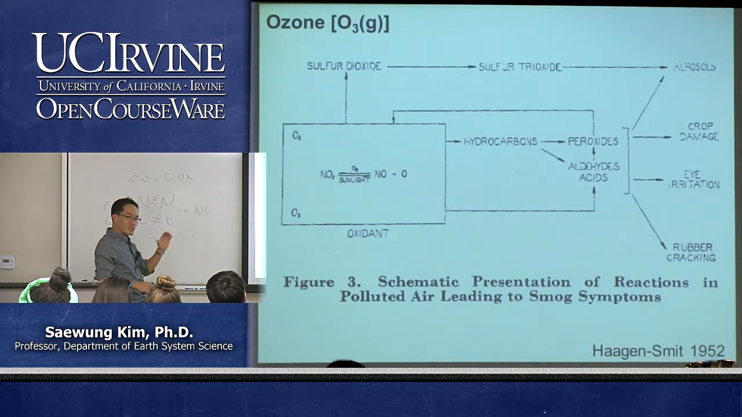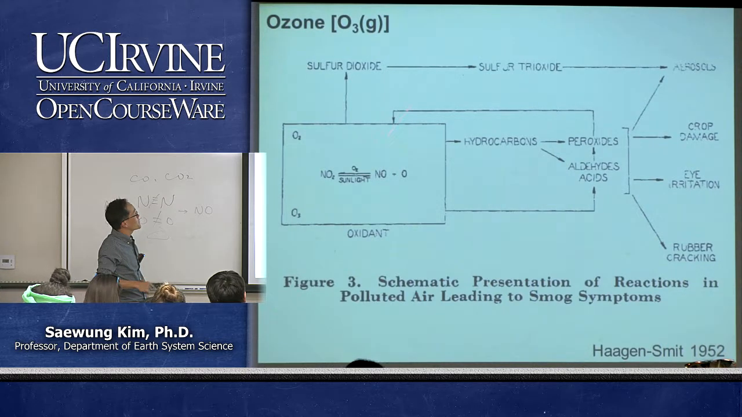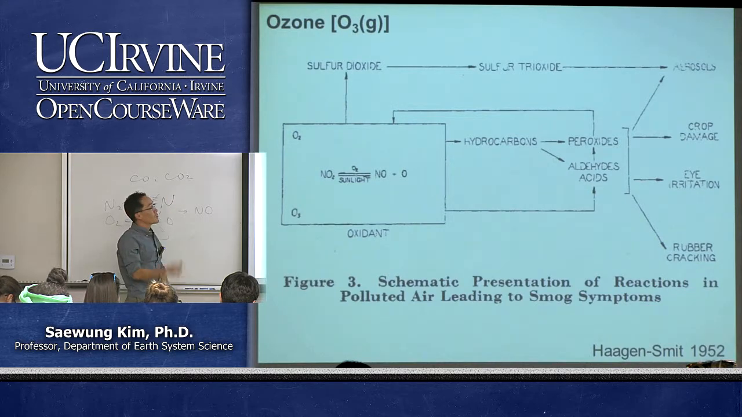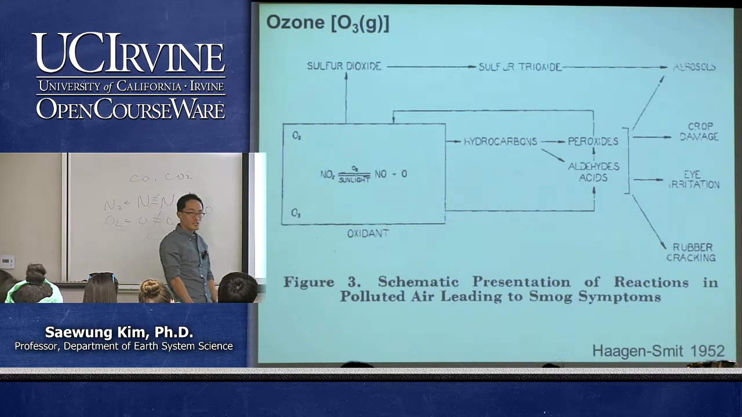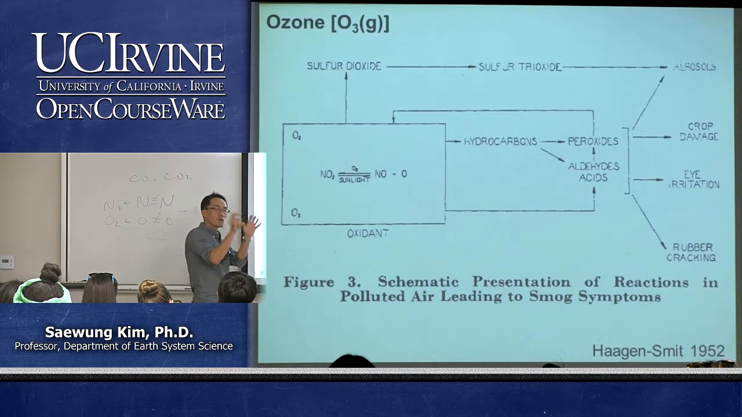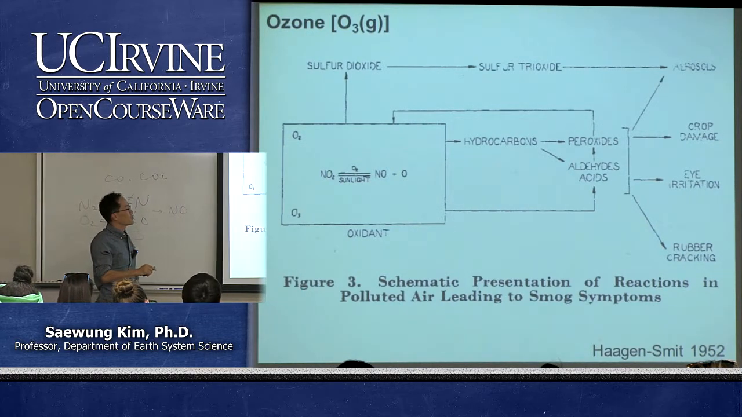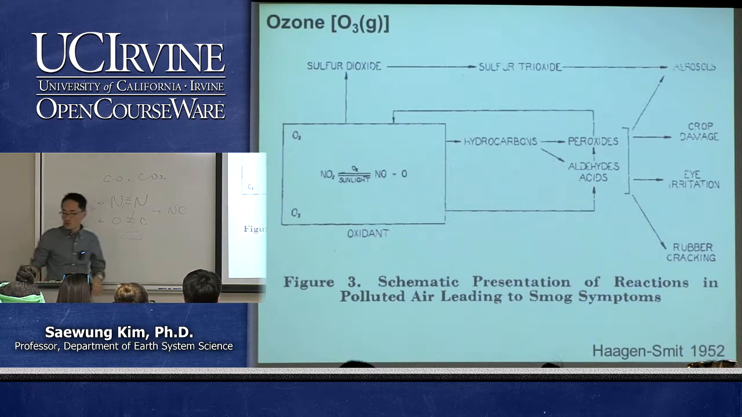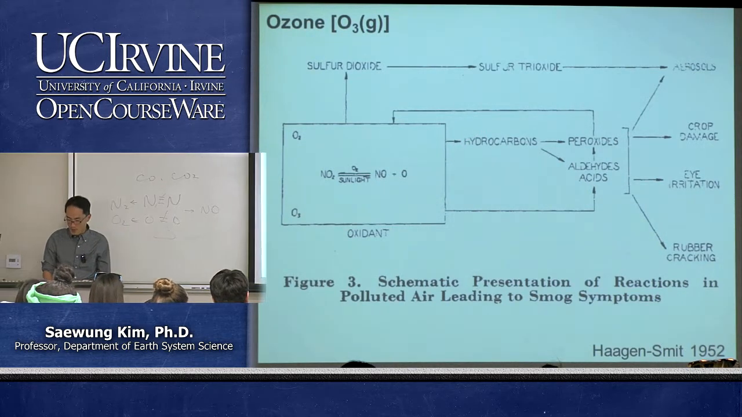And ozone is not directly emitted by human activity. It is later formed by chemical reactions between the NO and NO2 from the car engine burning, and hydrocarbons, which are organic gases in the atmosphere. So there are two things you need to remember. Ozone is not directly emitted from human activity. It is later formed by chemical reactions in the atmosphere. So what are the sources for the atmospheric reaction? They are NO and NO2, and hydrocarbons. You should remember these two things about Los Angeles smog.